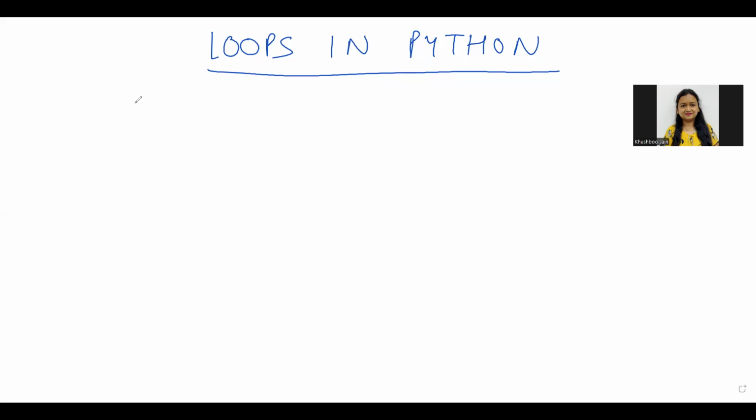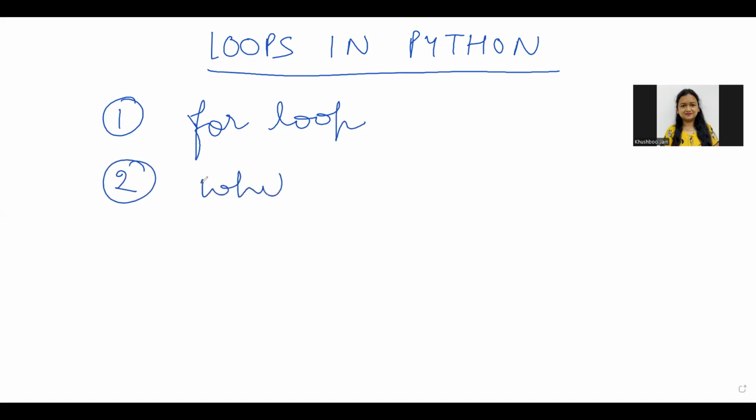Python provides two loops. The first one is the for loop and the second one is the while loop. In this video, I will explain the for loop.